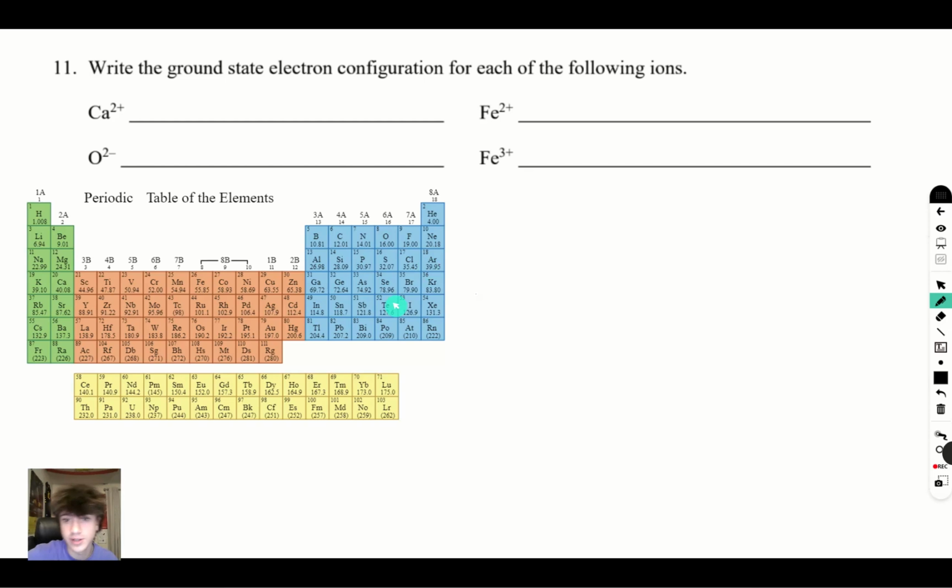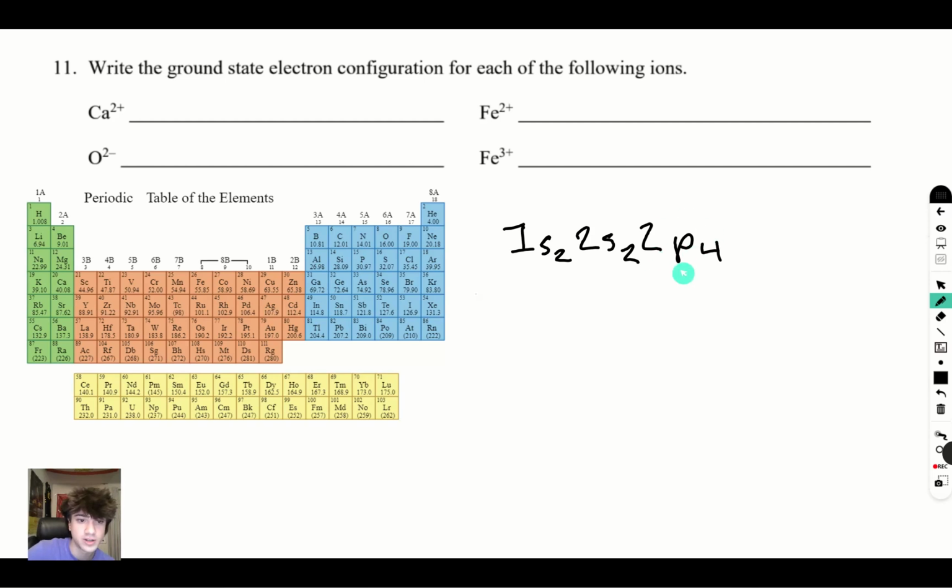Alright, so let's first write the electron configuration for just oxygen. That's just going to be 1s2, 2s2, 2p4. That's going to be oxygen, but it's O2-, so we want to add 2 electrons. And of course we're going to continue adding them in the 2p orbital so we can fill out that orbital, because in its ground state it needs to be filled out before we can go to the next one.